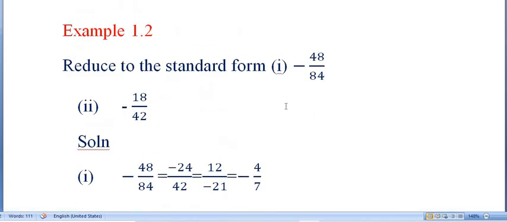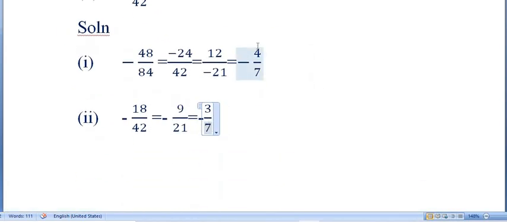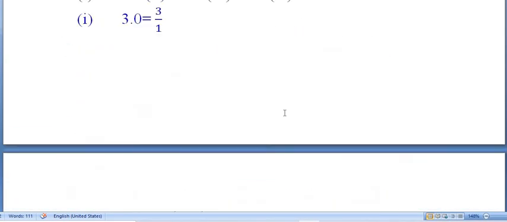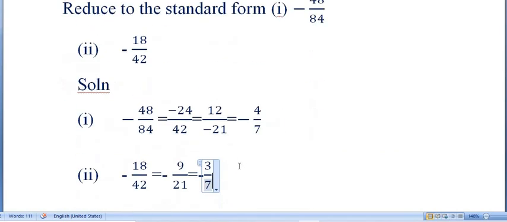This is the standard form. The minus should come up. We shouldn't write it down. Come up means we have to write it in the numerator. Otherwise, in between we have to put it. So that is the standard form.